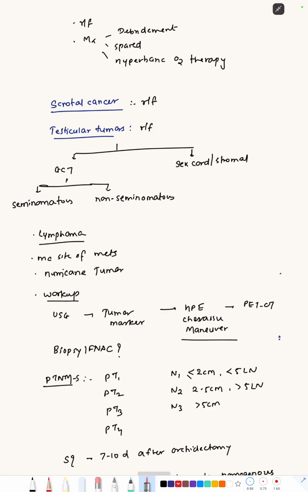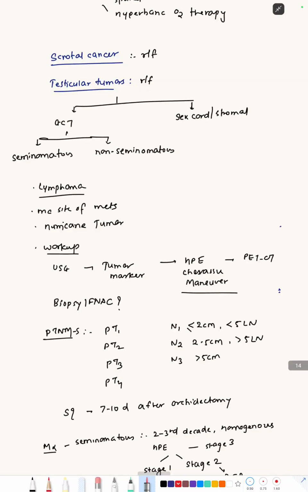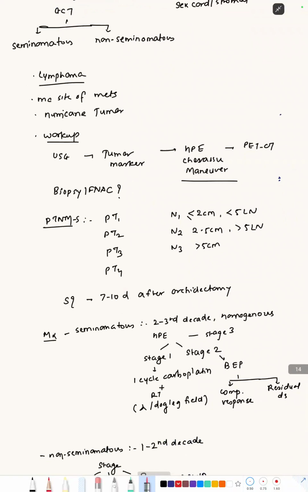Then N1 is lymph node mass less than 2 cm with fewer than 5 lymph nodes involved. In N2, a 2 to 5 cm mass and more than 5 lymph nodes are involved, and in N3 there is a mass of more than 5 cm. Then the S staging. S staging is basically based on the level of tumor markers, which is measured 7 to 10 days after orchidectomy.